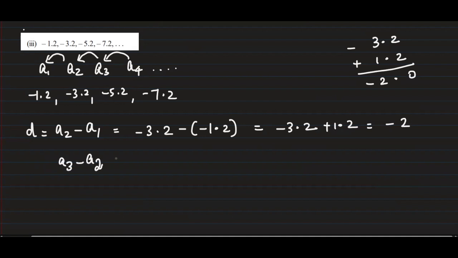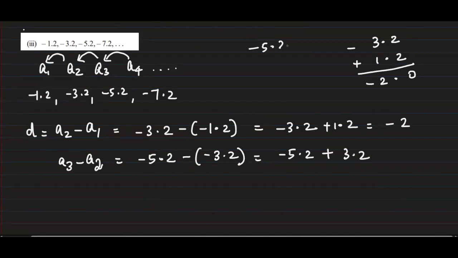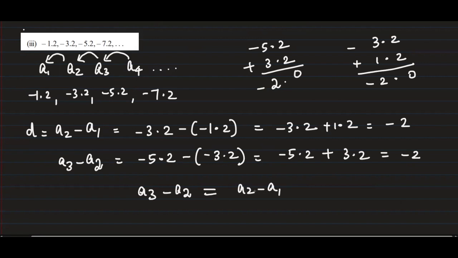a3 minus a2 now. So a3 is minus 5.2. Again minus, within brackets, a2 which is minus 3.2, which is equal to minus 5.2 plus 3.2. Let's subtract 0. Then 5 minus 3 will become 2. Since this one is greater, you'll have to put a minus sign. So that is equal to minus 2. So if you notice, a3 minus a2 is equal to a2 minus a1. So the common difference d is equal. Hence, this particular series forms an AP.